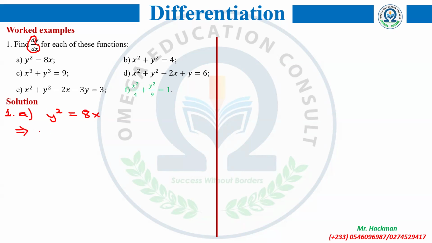So I'm now going to write, I'm taking d/dx on both sides. Do you agree? So d/dx of this side will give us d/dx of y squared. And that will be equal to d/dx of this side, which gives us what? d/dx of 8x.